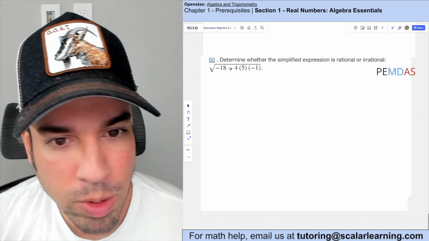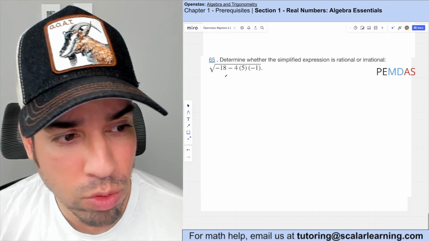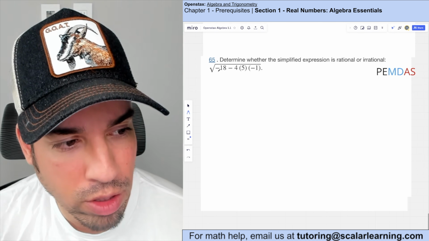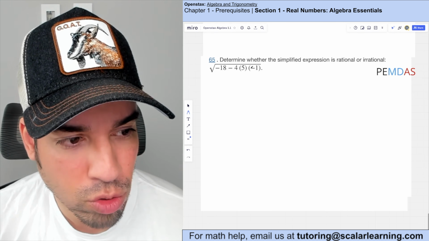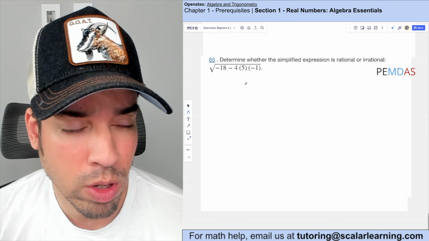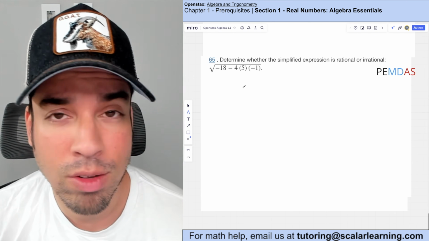Here we are asked to determine whether the simplified expression is rational or irrational, and that will come down to whether or not this inside the square root simplifies to a perfect square. If it does, it's rational. If it doesn't, it will be irrational.